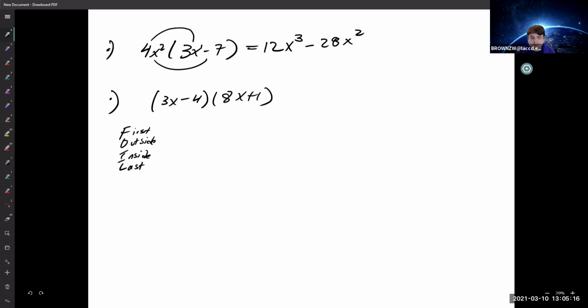would be 3x times 8x, so that's 24x squared, because those both have a power of 1 on them. The outside terms would be 3x times +1. So that would be plus 3x. The inside terms here would be -4 times 8x. That's -32x. And then lastly, we have -4 times a +1. So that's going to leave me with -4.